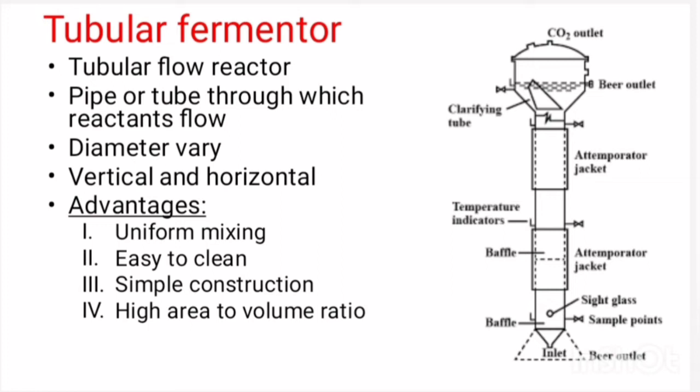First, we can discuss tubular fermenter. It is also called tubular flow reactor. It is a pipe or tube through which the reactants flow and finally are converted into products. This fermenter has varying diameter. The tubes may be vertically arranged or horizontally arranged, and the tubes are connected to a pipe system.